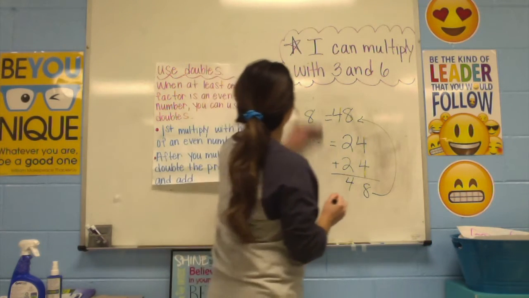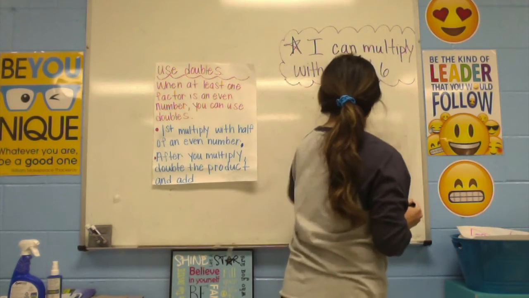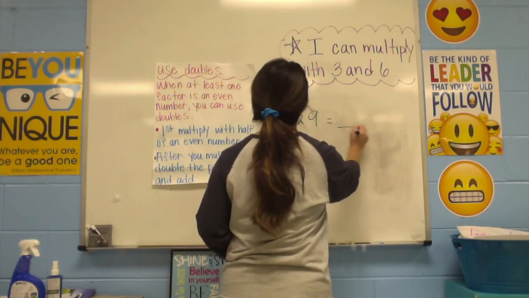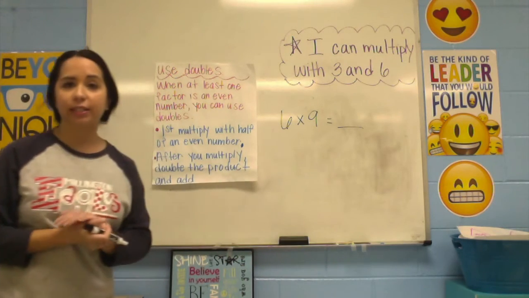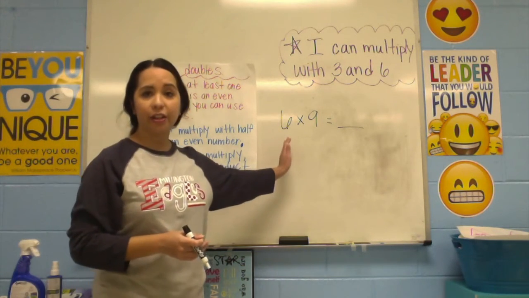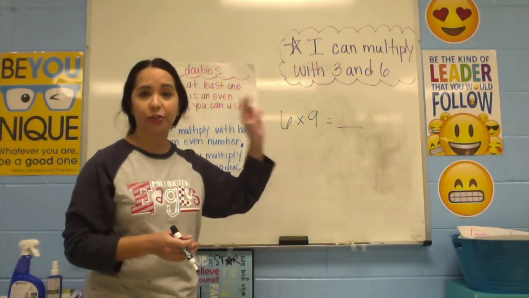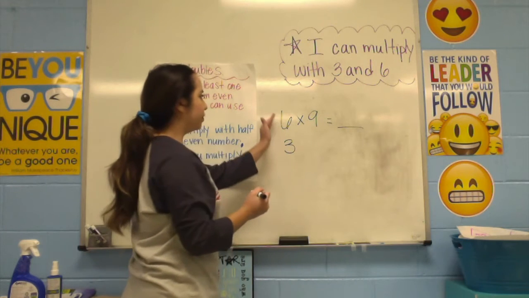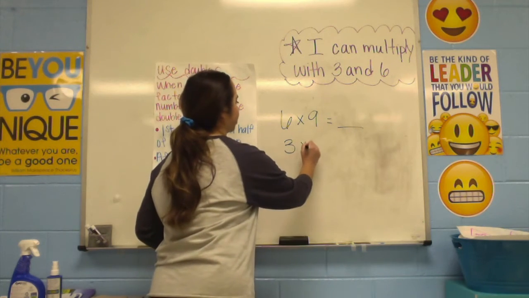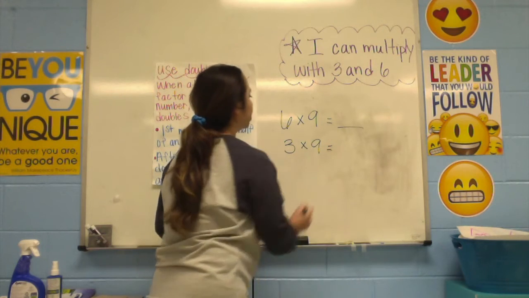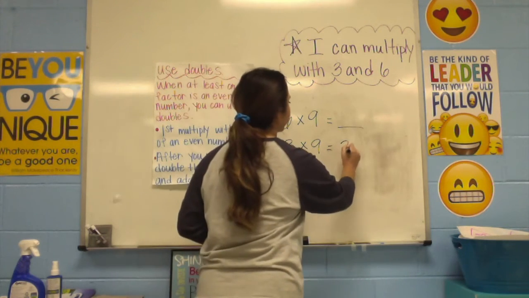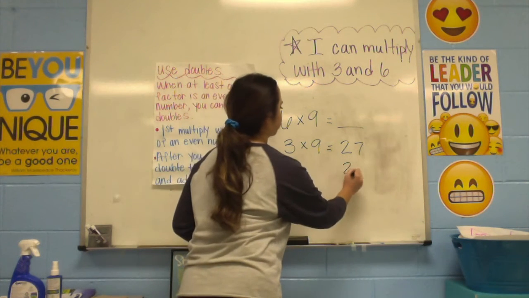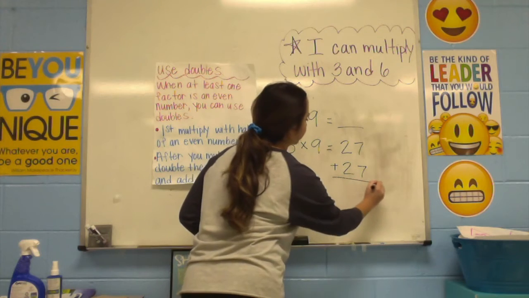Okay, I'm going to do one more problem using the double strategy. Let's do 6 times 9. Again, you can only use the double strategy when one of your factors is an even number. 6 is an even number, so you take half of 6, which is 3. 3 plus 3 is 6. So you take half of 6, which is 3, and then you say 3 times 9. 3 times 9 is 27. After you get your answer, you double it, double 27, then you add the 2.